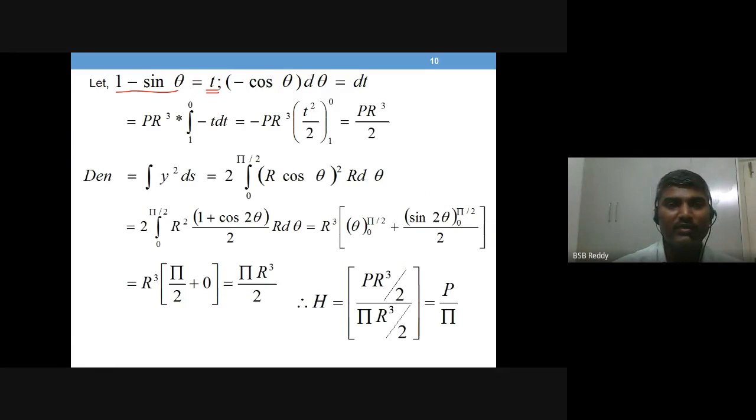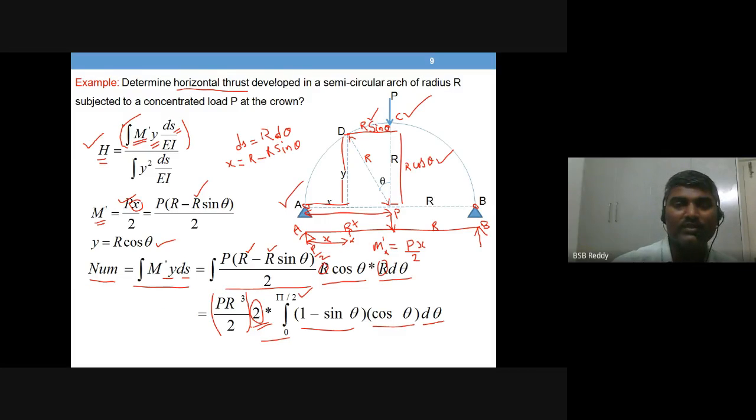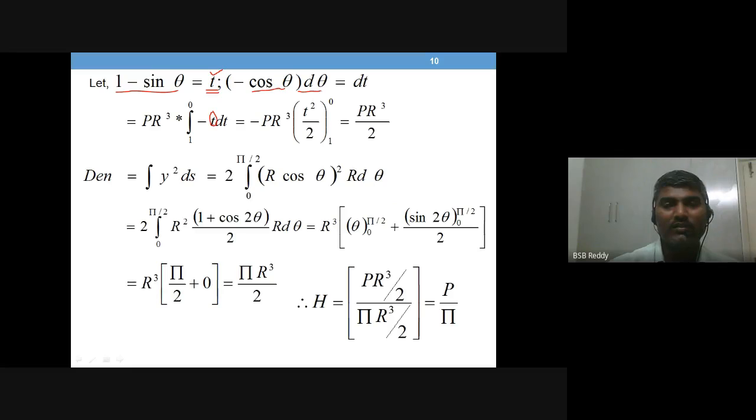So if I say 1 minus sine theta is t, and you differentiate this one, so differentiation of 1 is 0, minus sine theta becomes minus cos theta d theta, and the right hand side is dt. Okay, so 1 minus sine theta we can replace with t. And only cos theta d theta is available, so minus dt it will be. So why has the minus come? Because the minus is there in this equation, right? So you can replace (1 minus sine theta) cos theta d theta by minus t dt. Then how will the limits change?